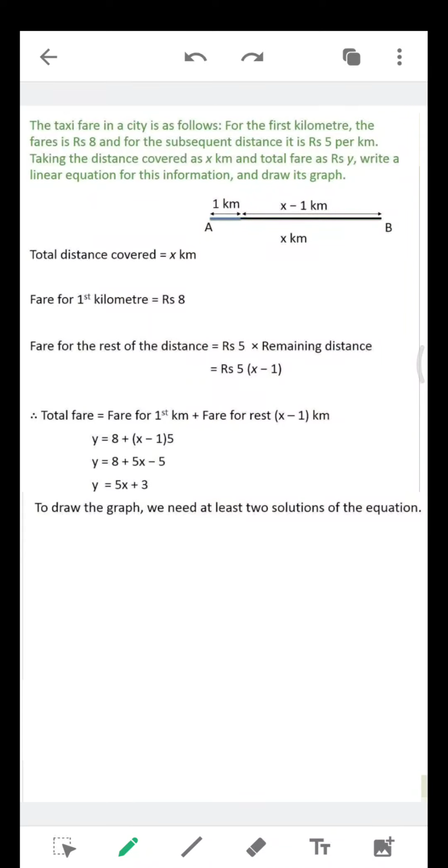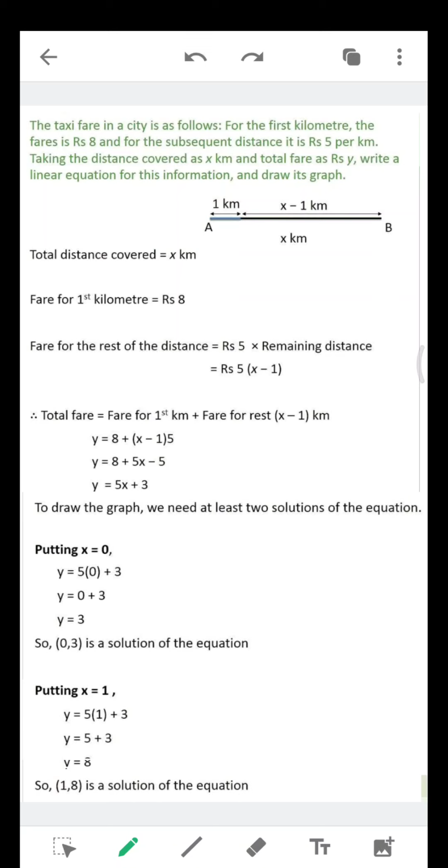We will draw the graph of this now. For drawing the graph, I'll find at least two solutions. I'll put x equals 0, so I get y equals 3, and I'll put x equals 1, then I'll get y equals 8. You can substitute any value, it doesn't matter. It's not compulsory to put 0 or 1 always. We can take any values.